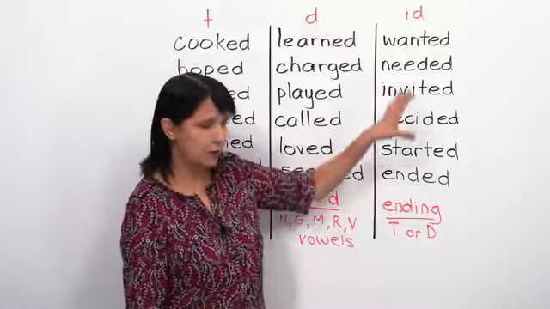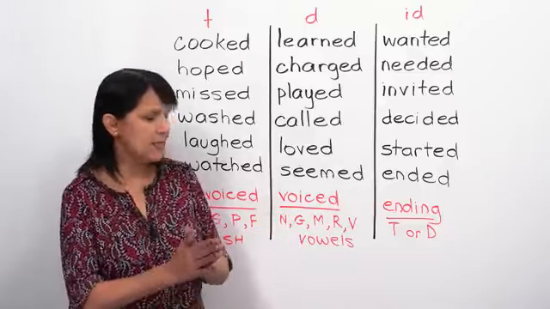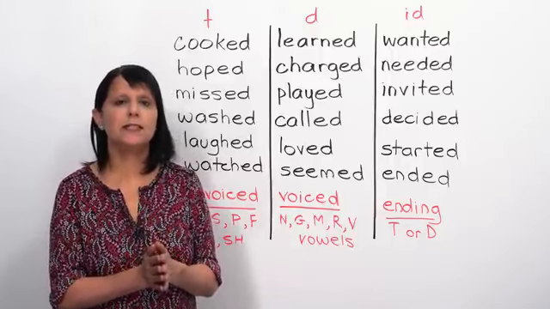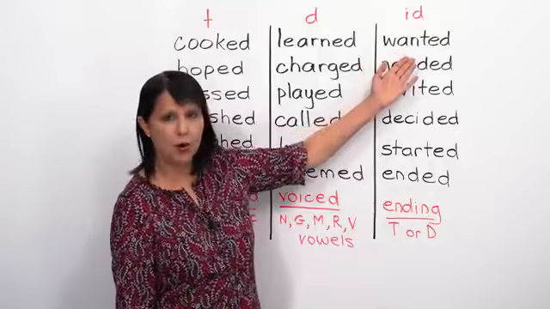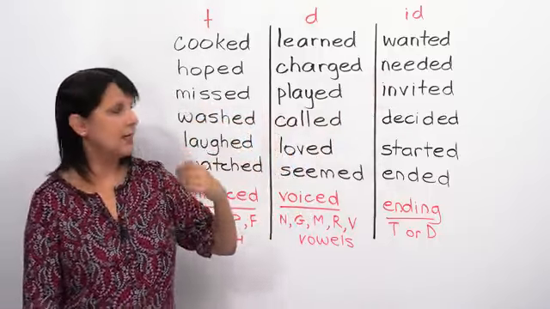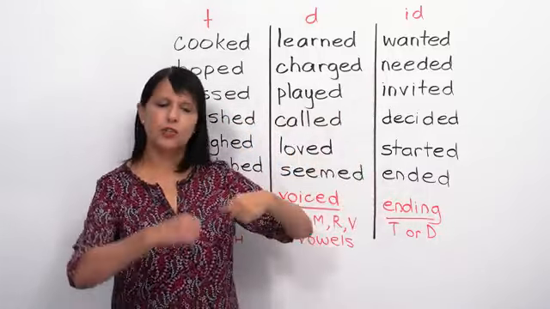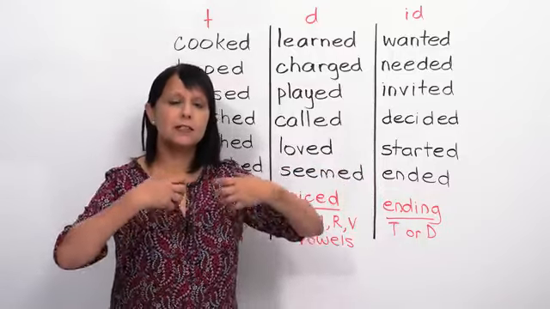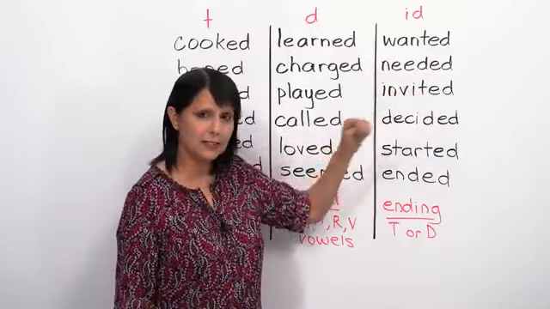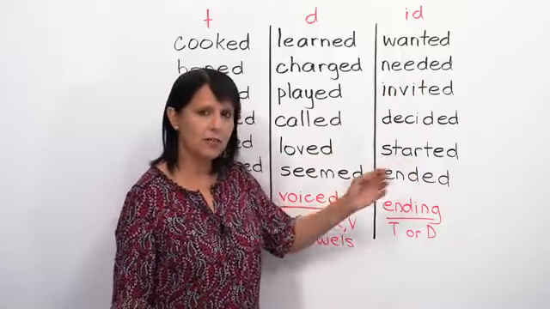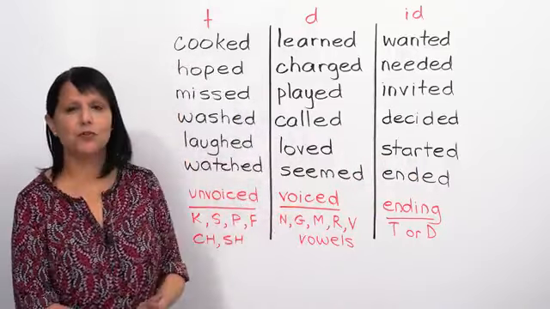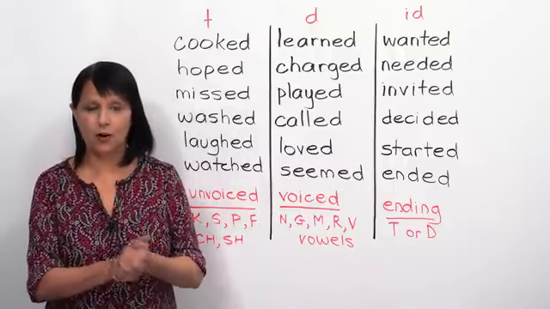Now, one category that's easier is when the base form of the verb ends with a T or a D sound. For example, want, we had the T sound, or need, we had the D sound. In those cases, it's really easy. We just make the ending stronger and we say like a ud sound. For example, wanted, needed, invited, decided, started, ended. Okay? So, those are the basic rules for pronouncing the regular past tense form of verbs.